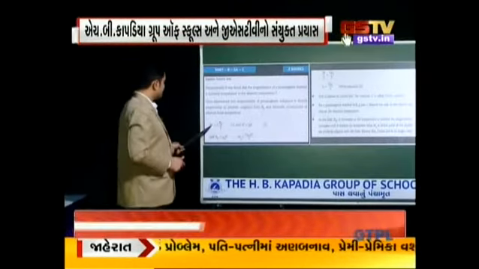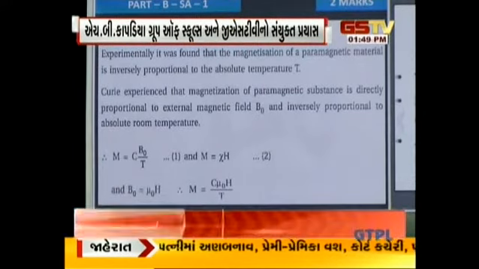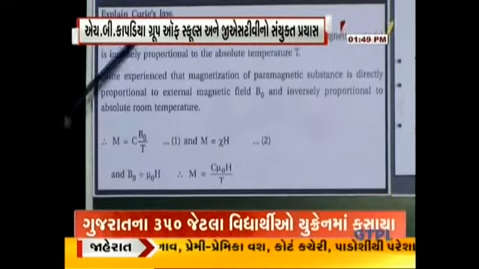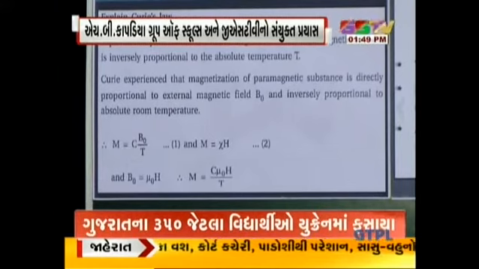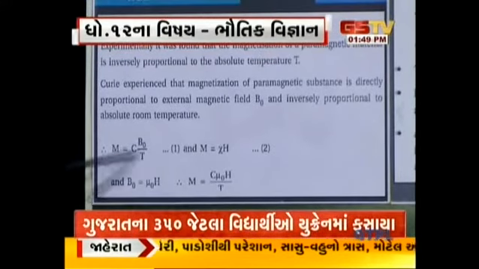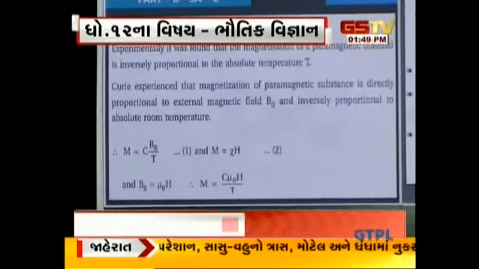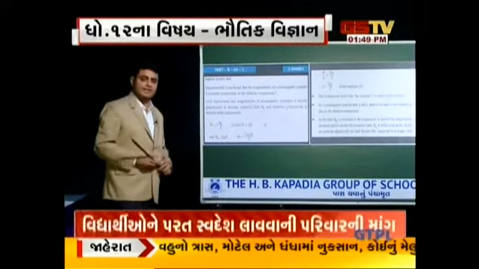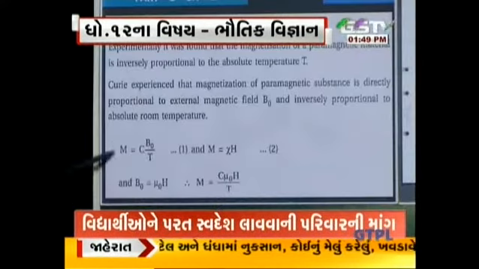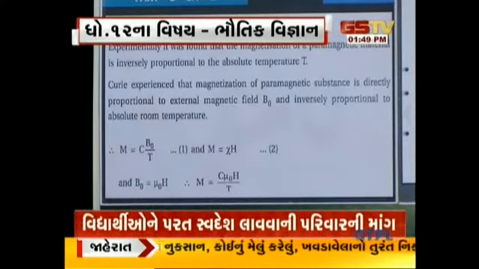Hence the formula becomes M is equal to C B0 by T. Of course, it was found by Curie, therefore C must be Curie's constant. So M is equal to C B0 by T, or we can say C B by T. If you want to remember this formula, you can say C B by T. So M is equal to C B by T.